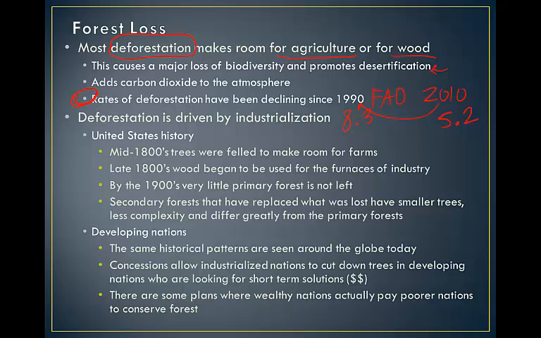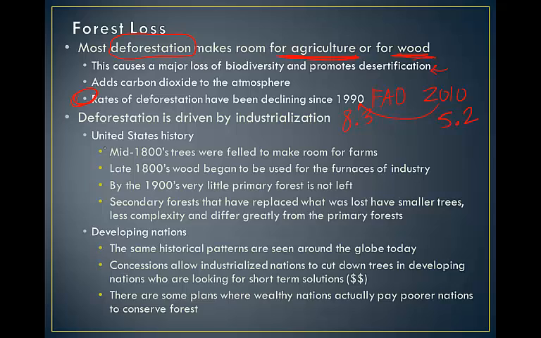Deforestation is driven by industrialization, right? We're either trying to make more food, more cropland, more rangeland to feed people, because when industrialization occurs, population increases. We know that from our population chapter. Or we just need wood to drive industrialization, to build factories, to burn for fuel.